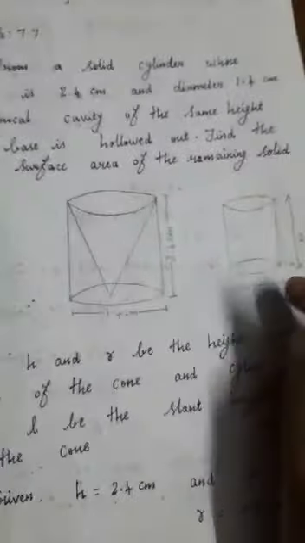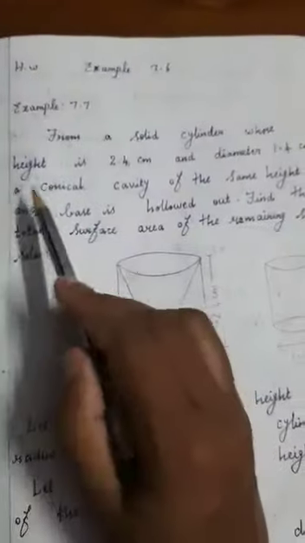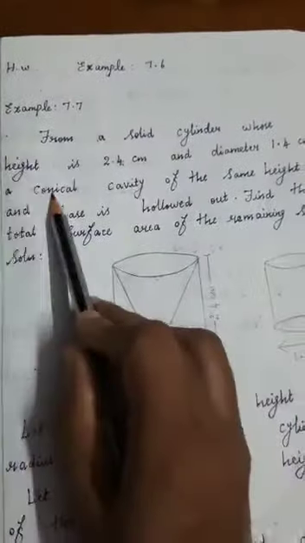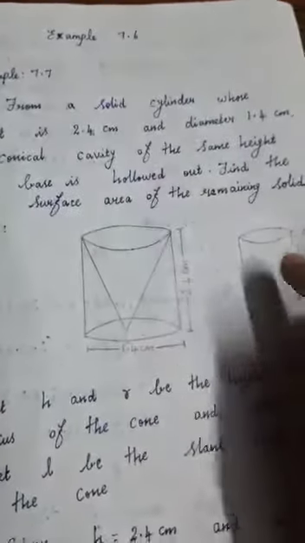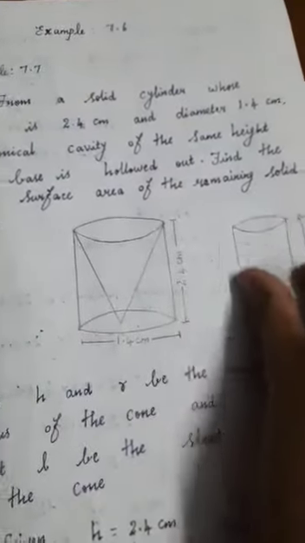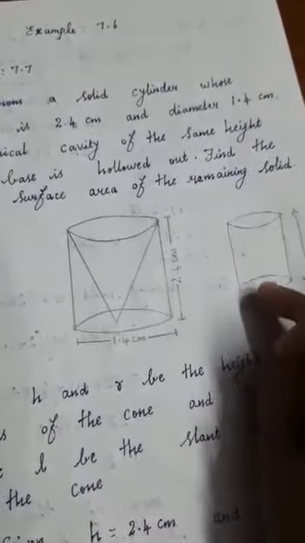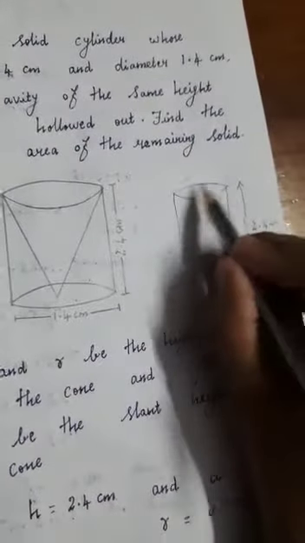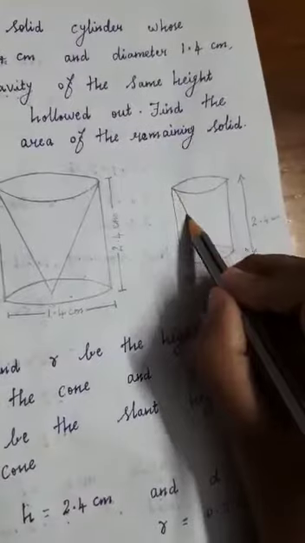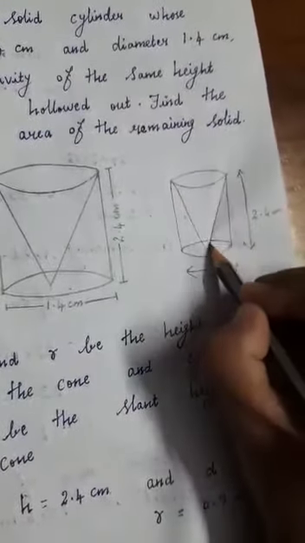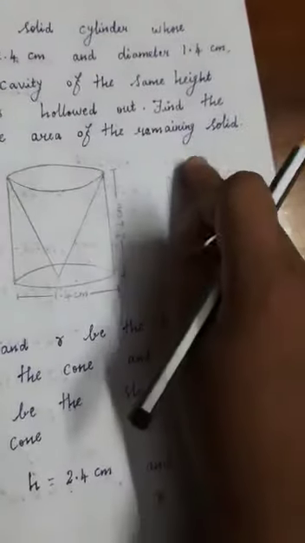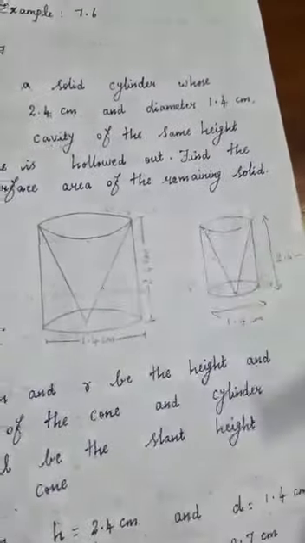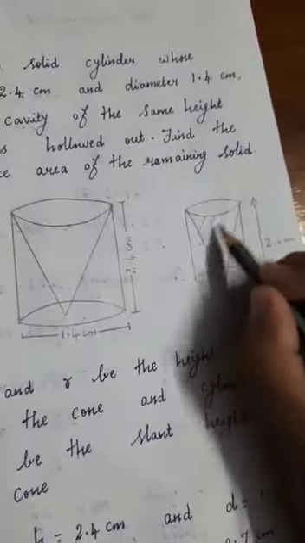So from this solid cylinder, one cone part they have cut. Now see, a conical cavity of the same height. Same height means from the cylinder part they have cut one cone shape. So how we can cut it: with the same height and the same base they have given. So you can draw it like this. Same height means from this to this it will come. So height is same and the base is also same.